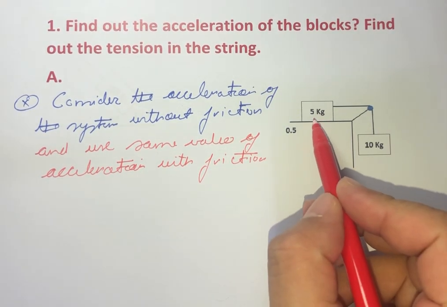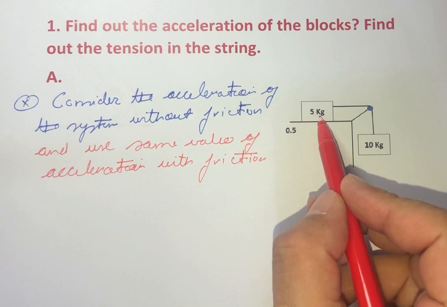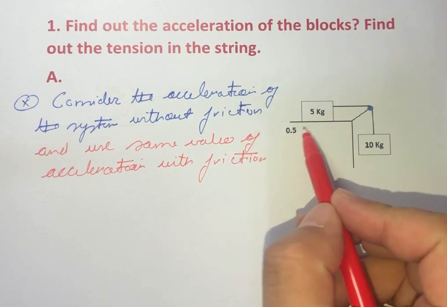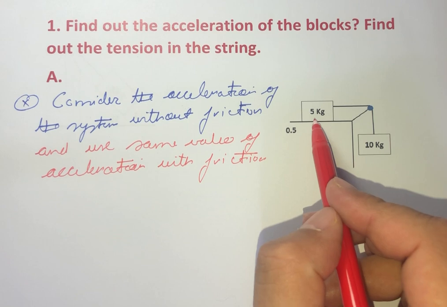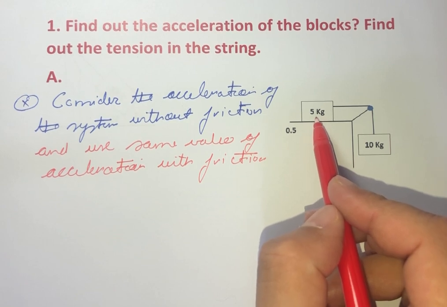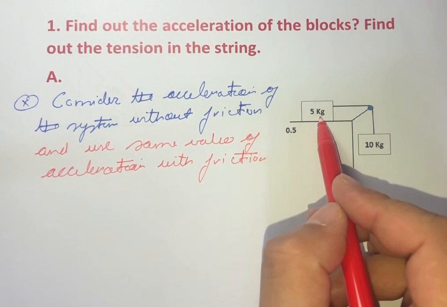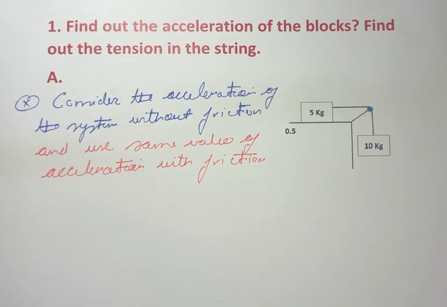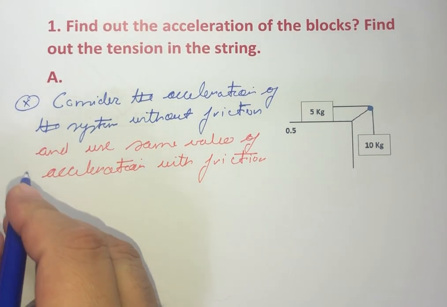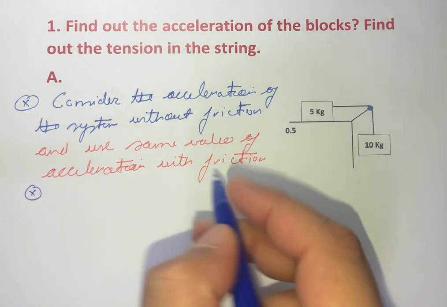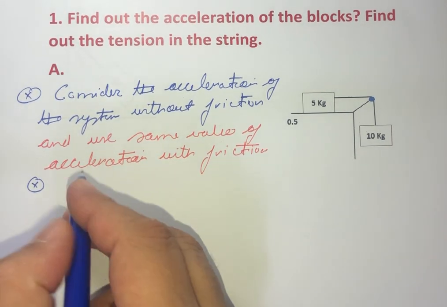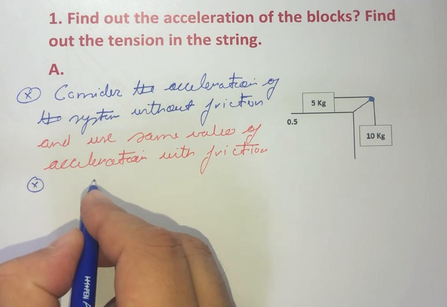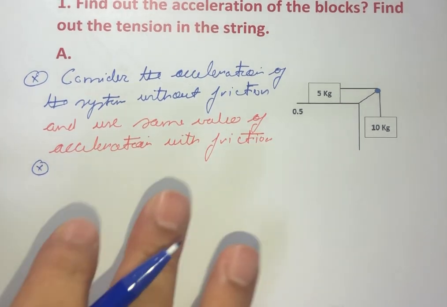It means if I consider that A is the acceleration of the 5 kg block without friction, then with friction also I am going to consider the value of acceleration for the 5 kg block as A. So there are two possibilities: the acceleration can be positive and the acceleration can be negative.